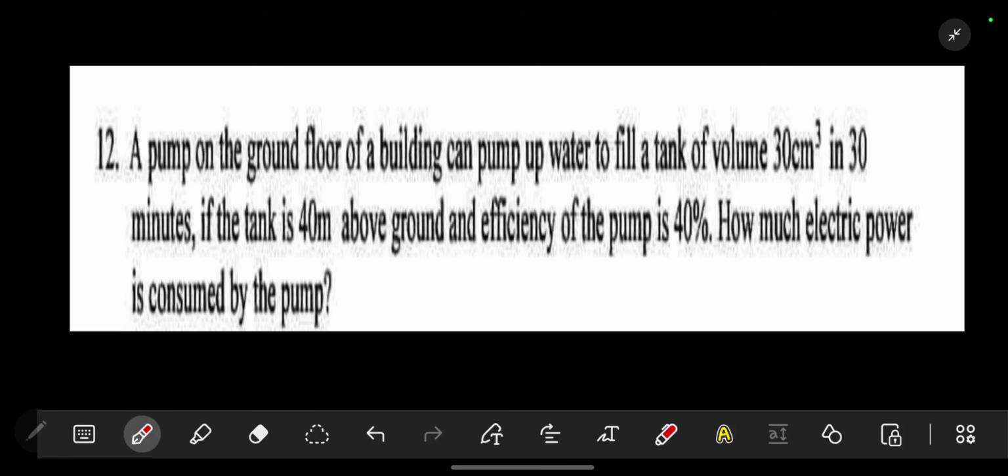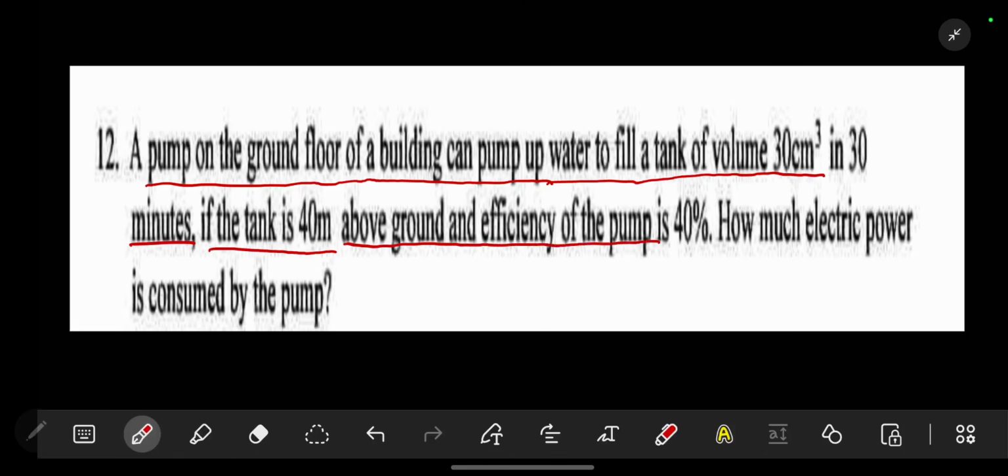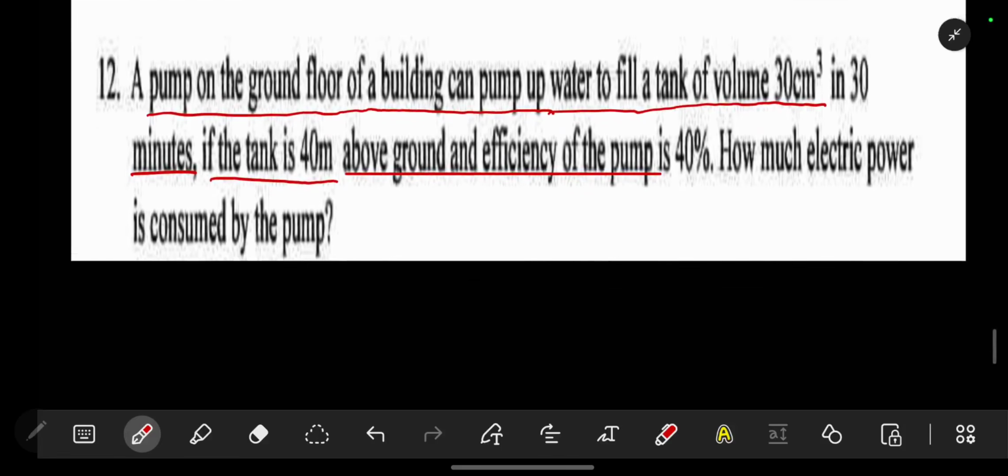We have a pump on the ground floor of a building that can pump up water to fill a tank of volume 30 cubic centimeters in 30 minutes. If the tank is 40 meters above the ground and the efficiency of the pump is 40%, how much electric power is consumed by the pump?